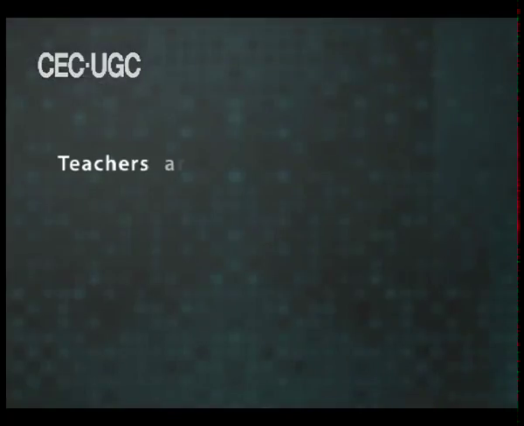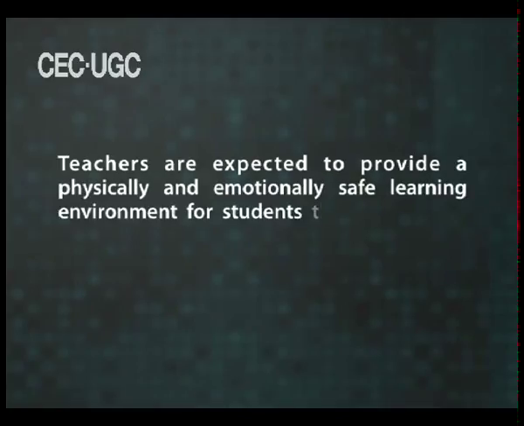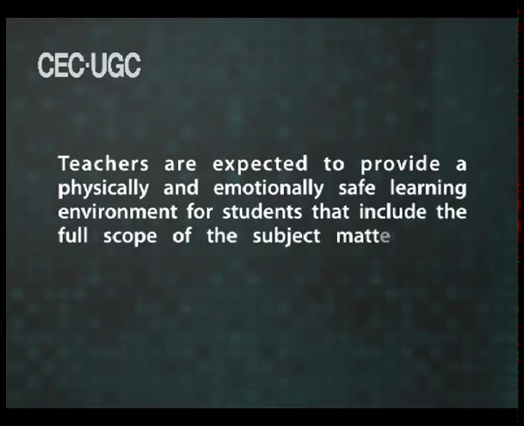Teachers may not discriminate against students for any reason, and they must not share information about the student with anyone other than school professionals who need the information to assist the student. Teachers are expected to provide a physically and emotionally safe learning environment for students that includes the full scope of the subject matter being taught. Some codes of ethics make it clear that any sexual or romantic interaction between a teacher and a student is verboten, as is the teacher providing drugs or alcohol to a student or permitting their use.